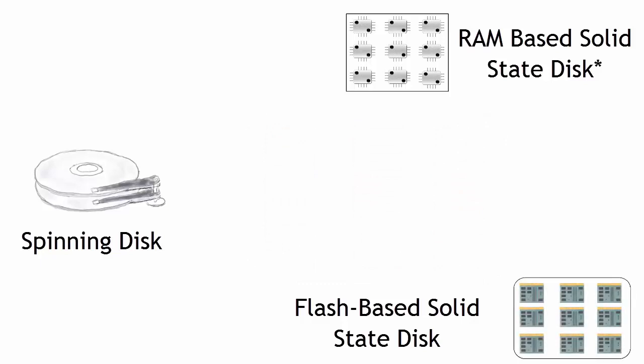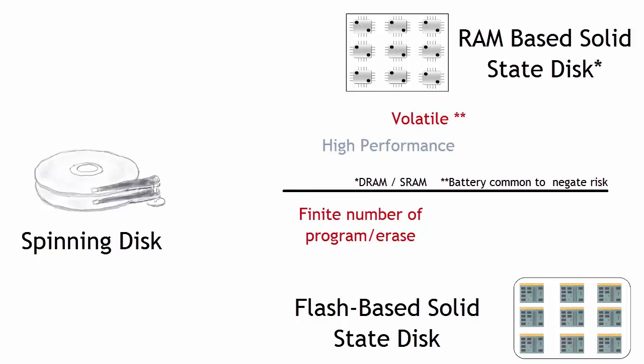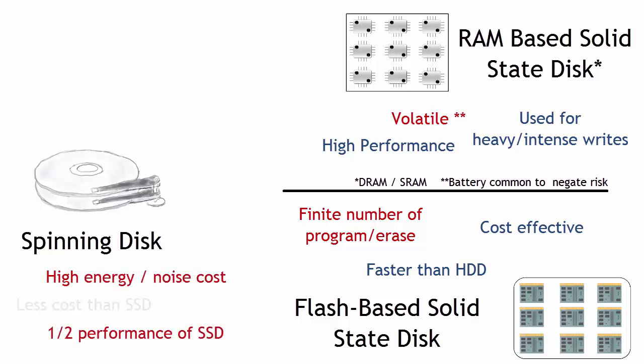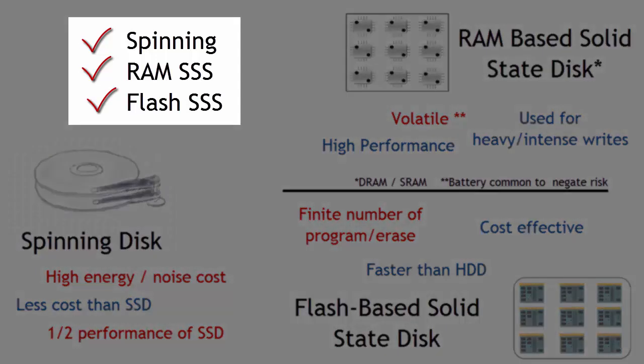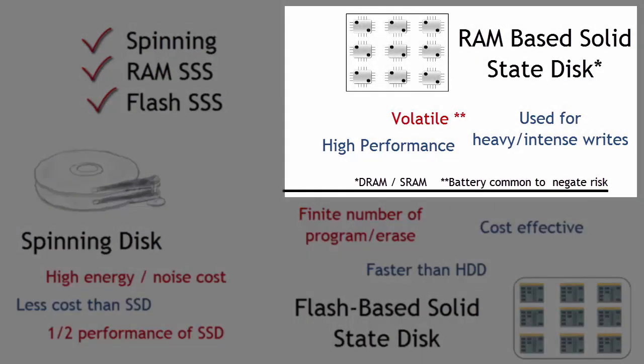So let's show here just briefly some of those pros and cons of this technology, and we'll go through and highlight each one of them and kind of talk about them in this brief video. So here, again, what we're comparing is spinning disk, RAM solid-state disk, and flash solid-state disk, or as you see there, SSS, which stands for solid state storage. So let's go ahead and start at the top right of our screen, talk about RAM-based solid state disk.